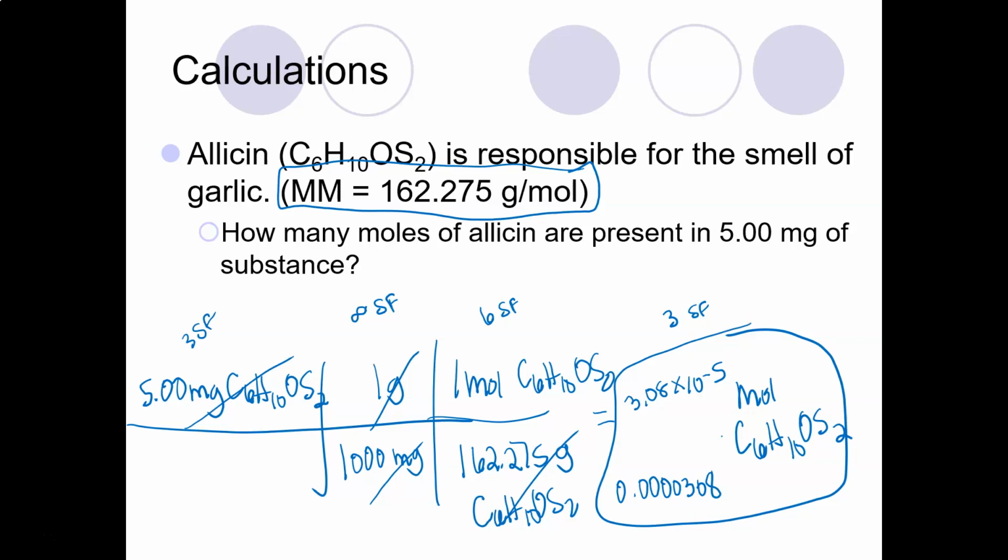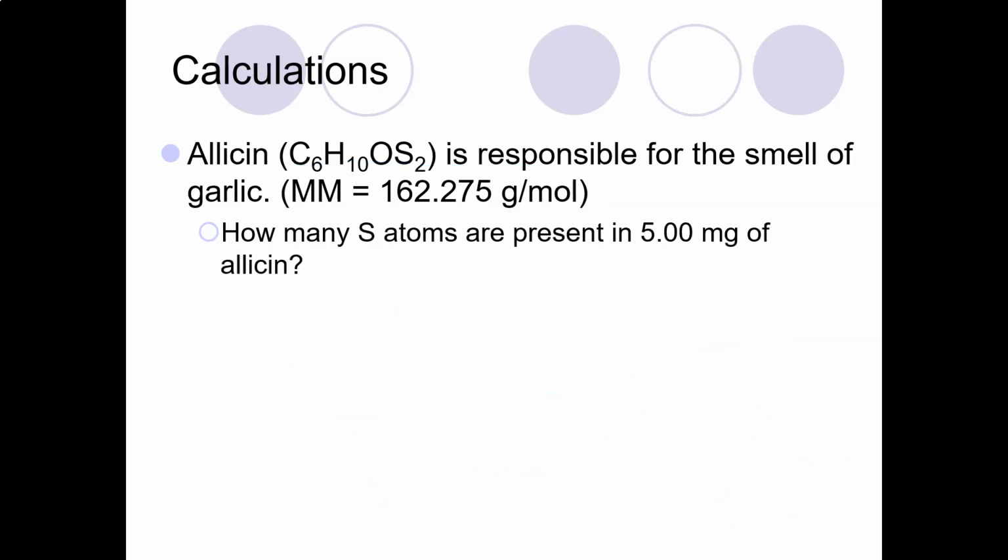Okay, one more example. Still dealing with the allicin stuff. We want to know how many sulfur atoms there are in 5.00 milligrams of allicin. So again, I want you to hit pause, try this. When you're finished, hit play, and we'll go through it together. So we're solving for atoms of sulfur. I'm going to move this down. I have a feeling I'm going to take the whole way across to do this calculation.